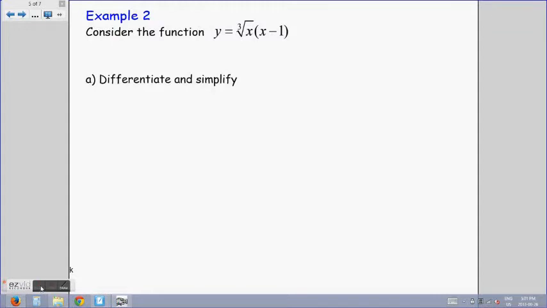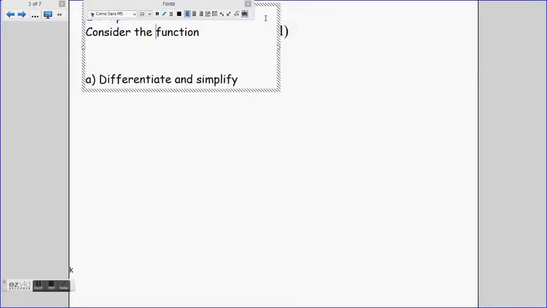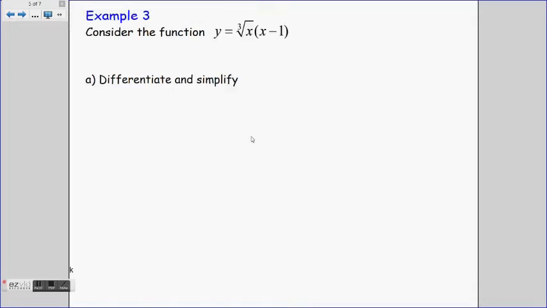So let's move into something a little bit harder. This is actually example number 3. I just want to go ahead and change that so it doesn't get confusing for you. So example number 3. Consider the function y is equal to the third root of x times x minus 2. So differentiate and simplify.